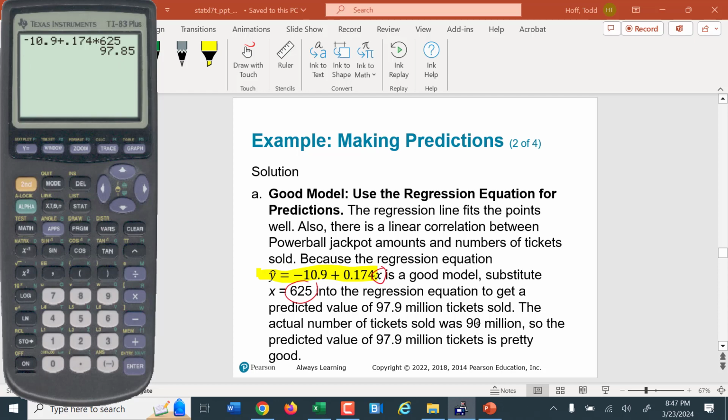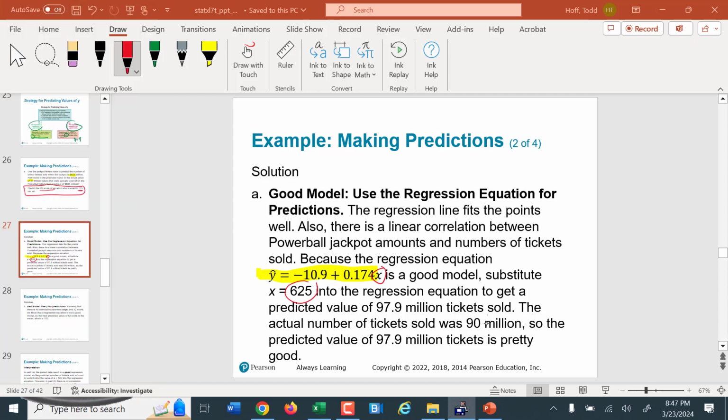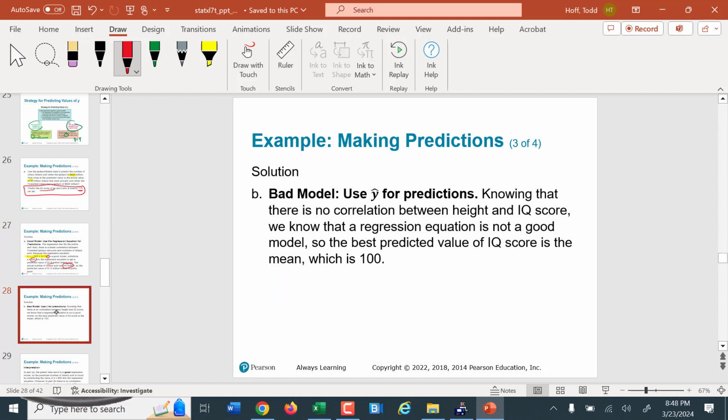The actual number of tickets sold was 90 million, so we're off by a little bit. The prediction was 7.9 million more, but that's actually fairly close to 90 million. So it's a pretty good prediction. The difference between those is actually something called the residual that we'll talk about in a little bit.